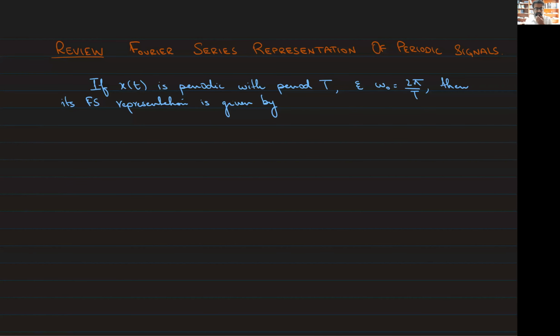Okay, so I'm going to give you a quick review of some of the things that we've done over the past two lectures. We started talking about Fourier series representation of periodic signals. If you're given a continuous time periodic signal x of t, with period capital T and frequency omega naught equals 2 pi by T, its Fourier series representation is given by x of t equal to summation from k equals minus infinity to plus infinity a k e raised to power j k omega naught t. So this would be the Fourier series representation for this periodic signal.